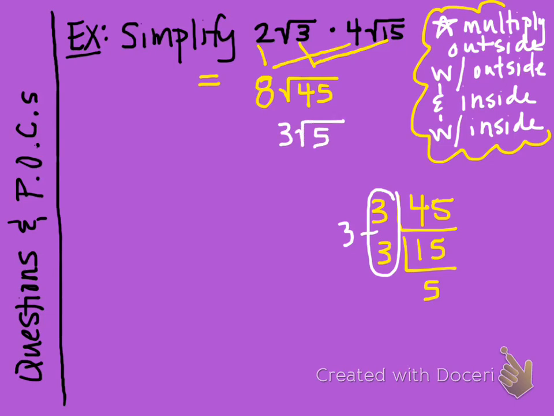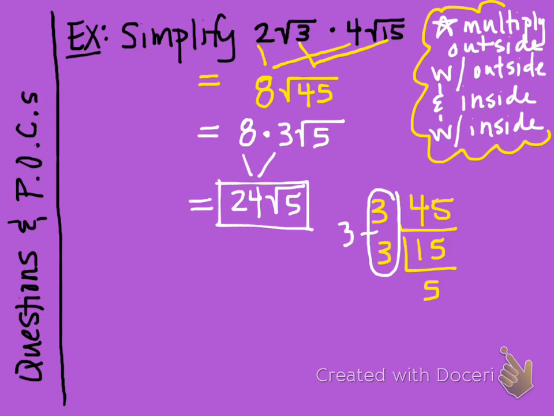But remember, we also have this 8 in front of the square root of 45. Outside numbers, remember, can always multiply with other outside numbers. So we're going to multiply the 8 with the 3 to get 24. And then we're just going to tack on the square root of 5 at the end. And this is the simplified version of that product.